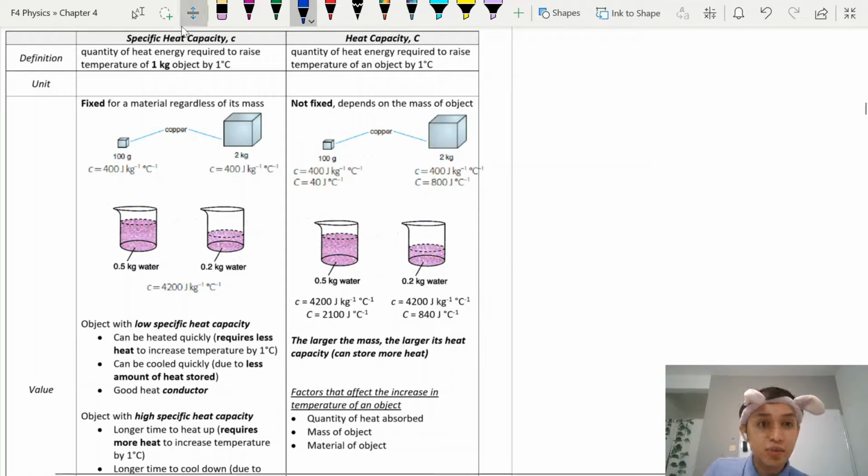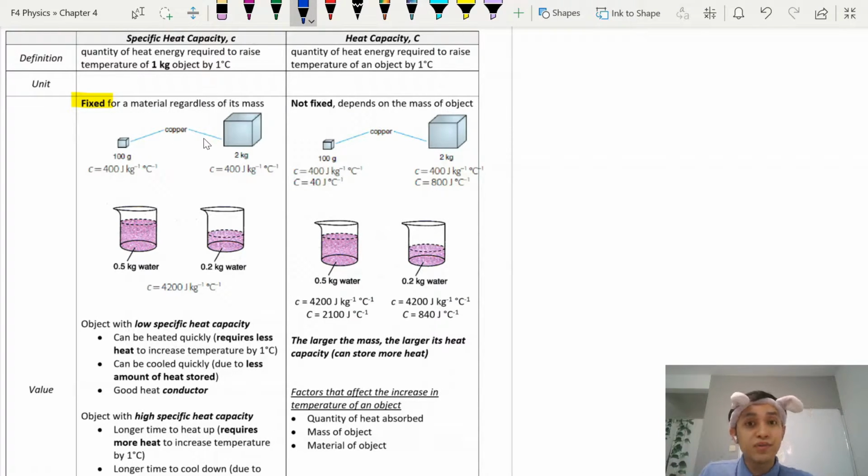Basically, the specific heat capacity is a constant. That's why I highlighted here that it is fixed. Different materials absorb heat energy differently, and the rate at which they absorb the heat will also be different. So for different materials, their specific heat capacity will be different. In this case, for copper, the specific heat capacity is 400 joules per kg per degree Celsius. That is the unit for your specific heat capacity.